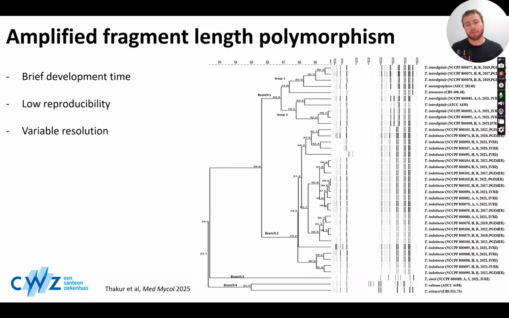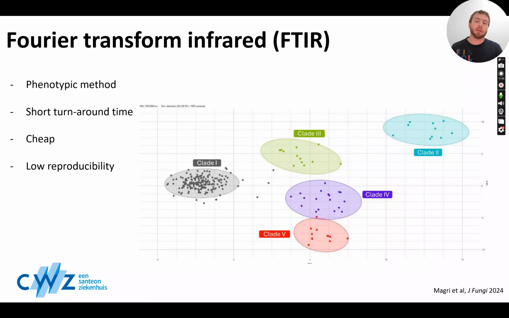In this figure, what we can see over here is that the resolution was actually quite good. That species of Trichophyton in this case were clearly differentiated from each other. However, if you're not that experienced with this technique, the resolution can be quite poor, so that is something to take into account.